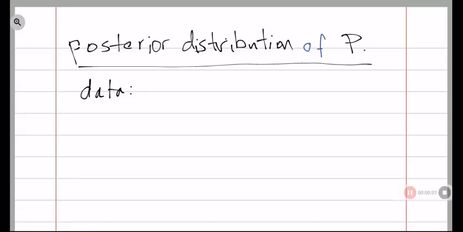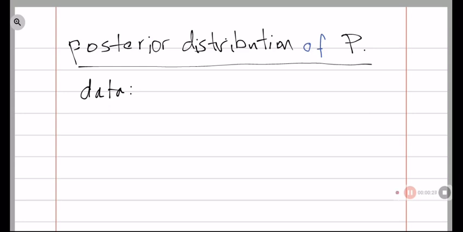Hello everyone. So today we have a question regarding using Bayes' theorem. We're going to use Bayes' theorem to find the posterior distribution of P if we have been given some data.